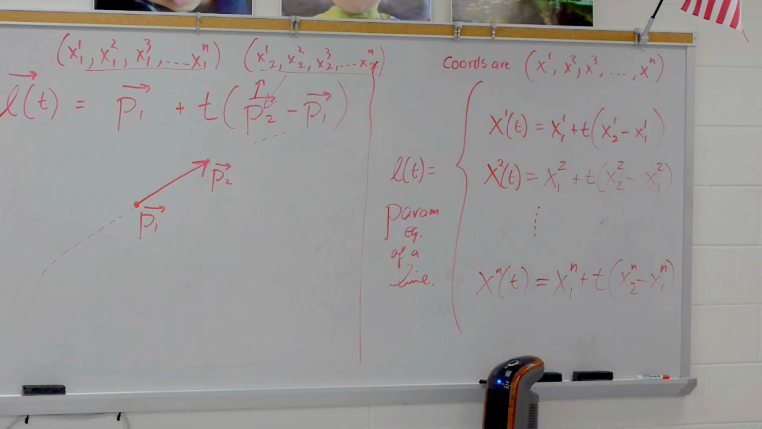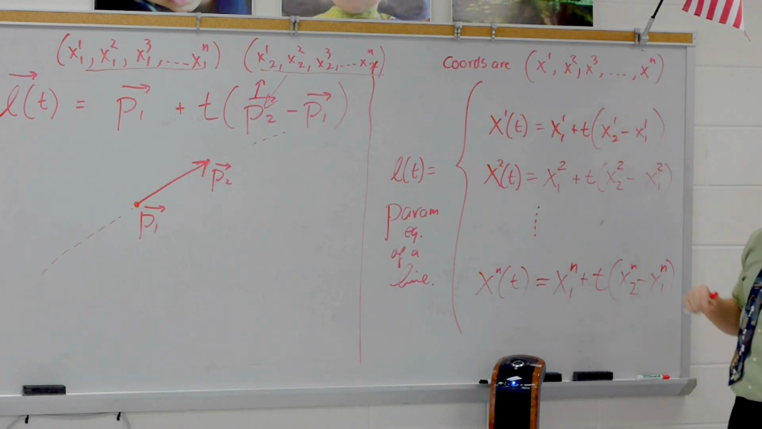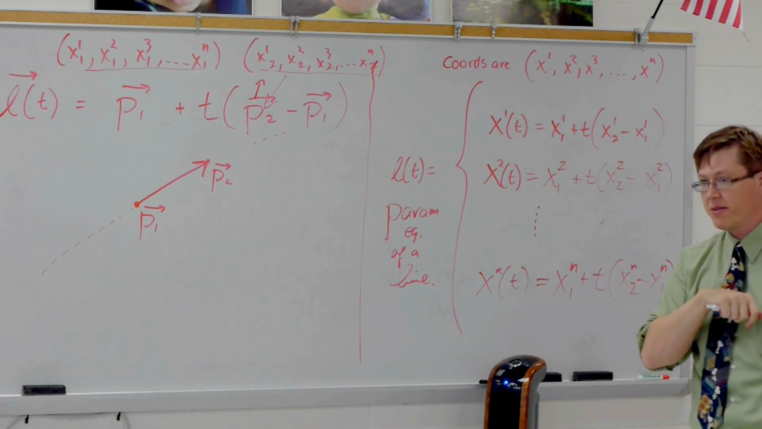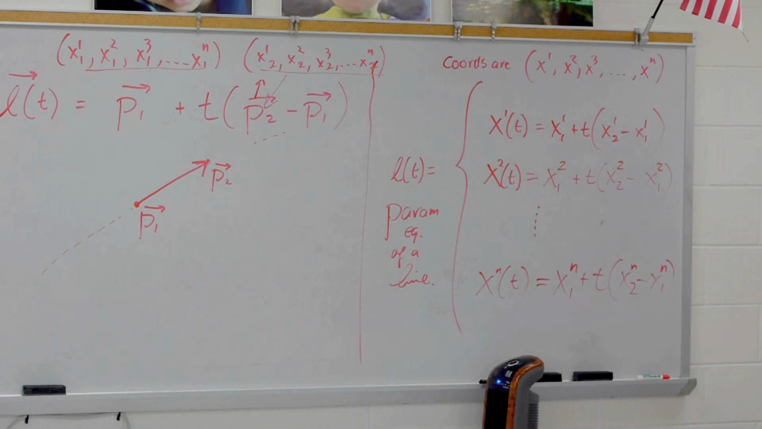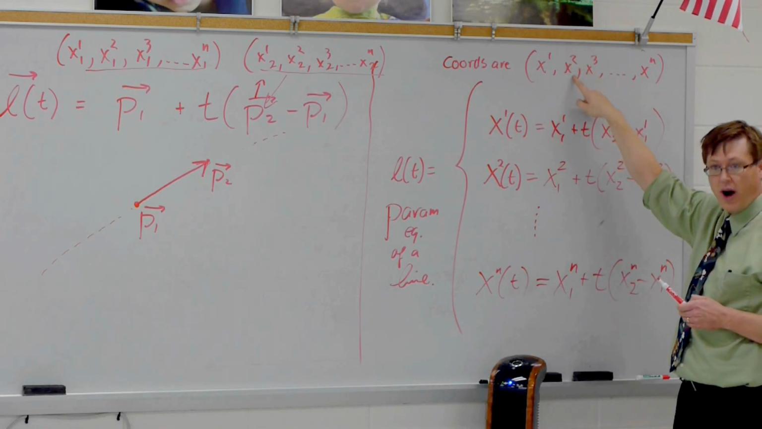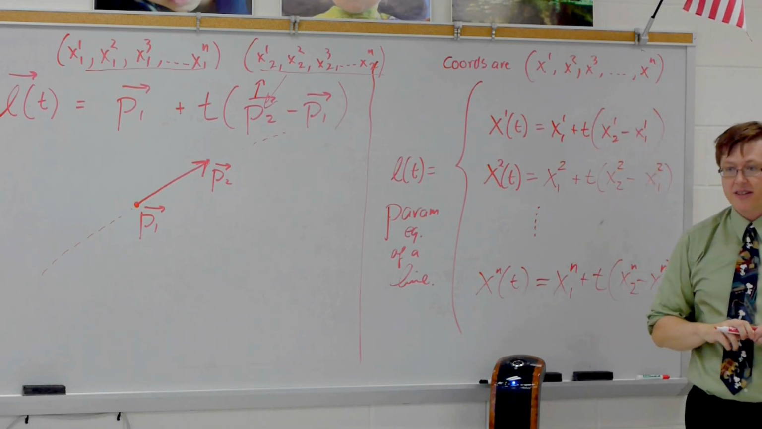What is this? Define X, Y, Z. So it's which axis you're on, or which dimension. So x1 is the x-axis, and then x2 is the y-axis, and x3 is the z-axis.